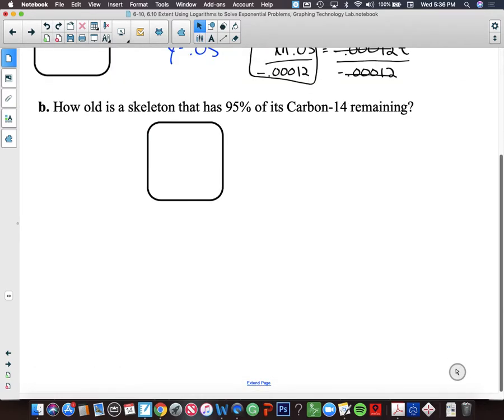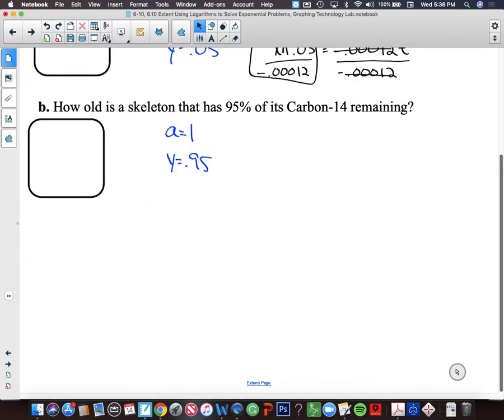All right, so back to this one. Now we have to figure out how old a skeleton is that has 95% of its carbon-14. So again, we're starting with all of it, which would be 100%. We have 95% of that left. So that means my y will be 0.95. So let's set it up. 0.95 equals 1e to the negative 0.00012 t. We're going to figure out how old this skeleton is. We don't know if it's a person or an animal, so we're just going to go with a skeleton.